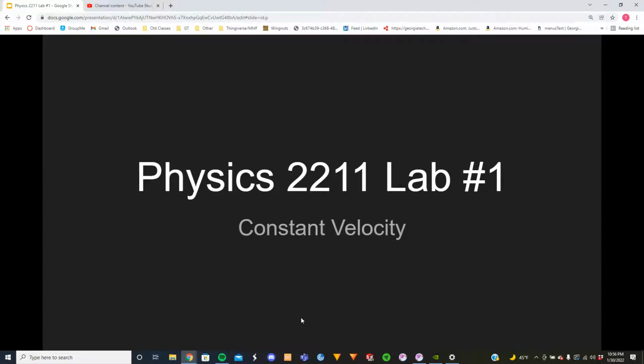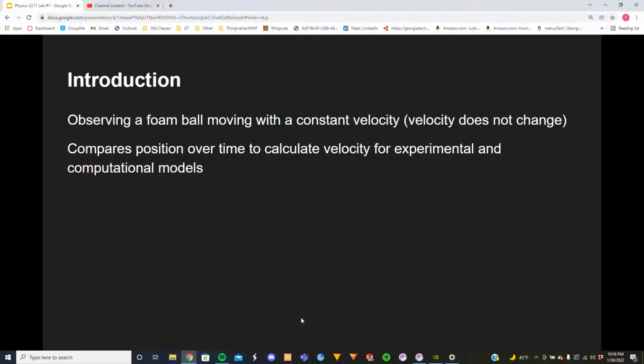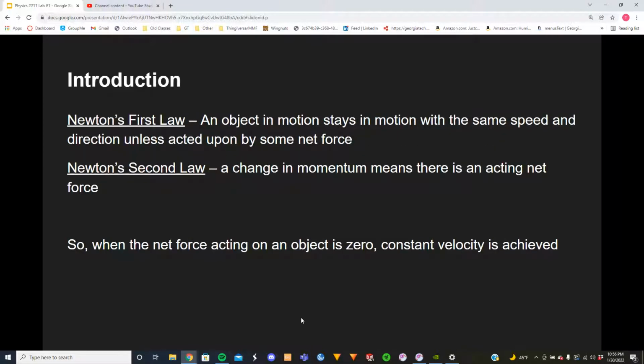This is Lab 1 for Physics 2211, going over constant velocity. In this experiment, we will be observing a foam ball moving across a table with a constant velocity, and we will calculate the velocity by comparing position over time for an experimental and computational model. A couple things to note before we begin.